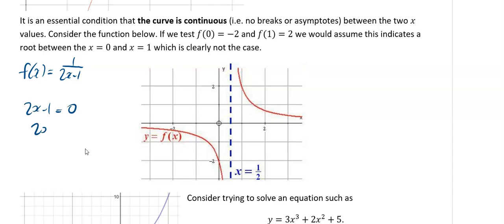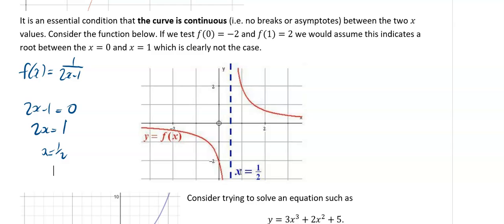2x minus 1 is equal to 0, which means 2x is equal to 1, which means x is equal to a half. So there's a 0 on the bottom line when x equals a half, and look at the graph. At x equals a half, that's where the break in your curve is. So that's where the discontinuity is.